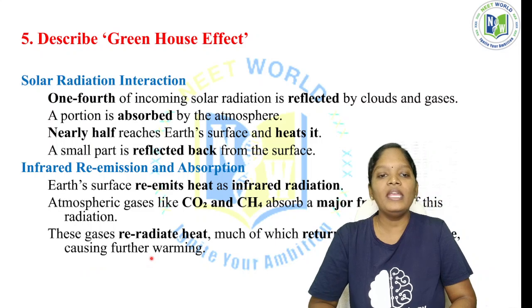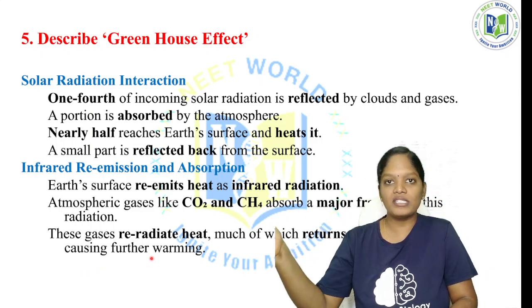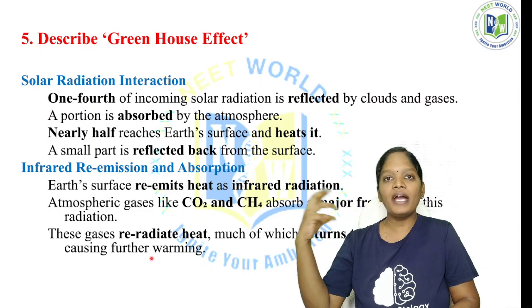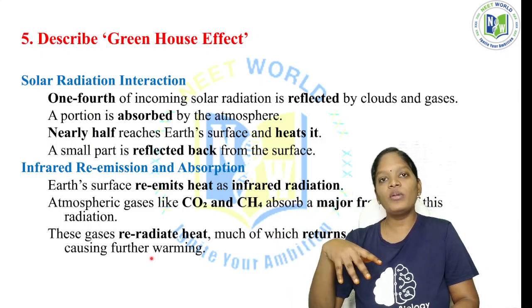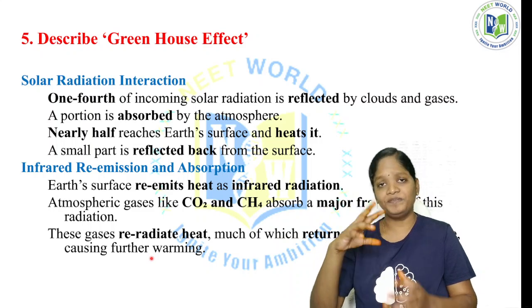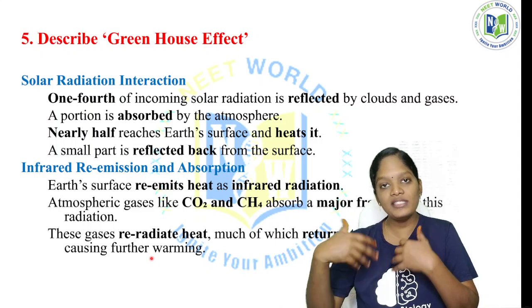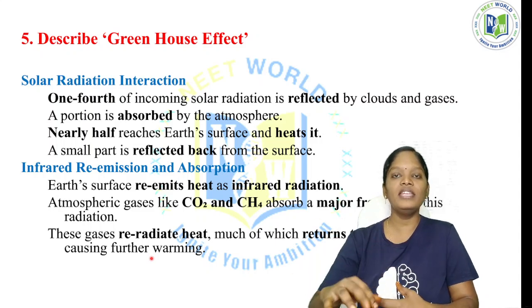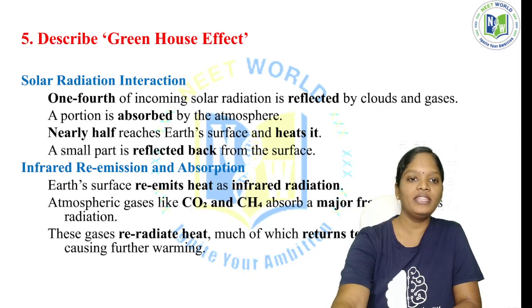The heat should be re-emitted from the Earth to space. But instead of going back out, these rays are again absorbed by the atmospheric gases. Again these gases re-radiate the heat once again, and this doubles the greenhouse effect. So this is the infrared process.